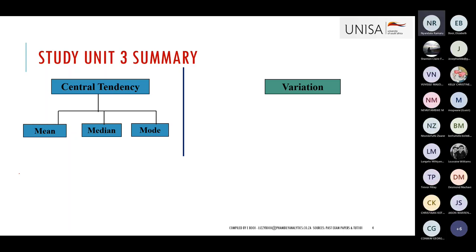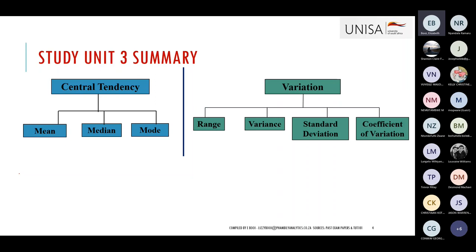Range, variance, the coefficient of variation and the standard deviation. And the last one is the range. So we do have the range, the variance, standard deviation, and coefficient of variation. The range is your highest value minus your lowest value.